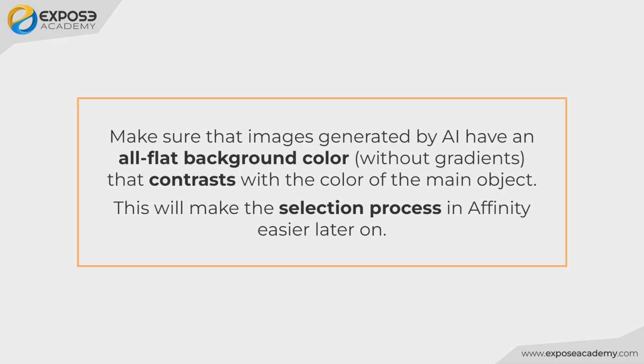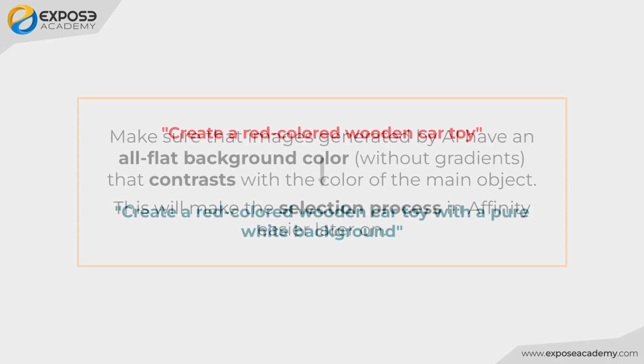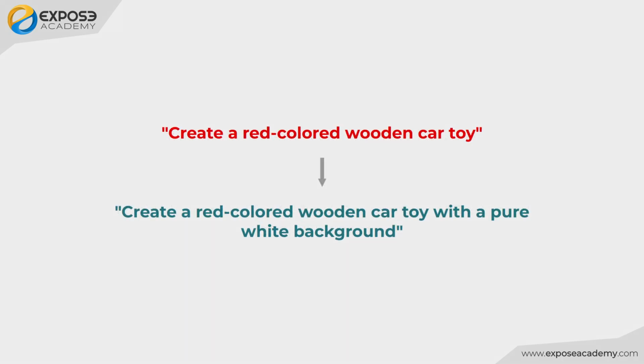For example, if we want to create an image of a red wooden toy car, don't just type create red colored wooden car toy. Instead, add an instruction for a white background. For instance, you can type create a red colored wooden car toy with a pure white background. Again, we choose white because the main object is red. Feel free to use other colors. The key is to choose one that contrasts with the main object.